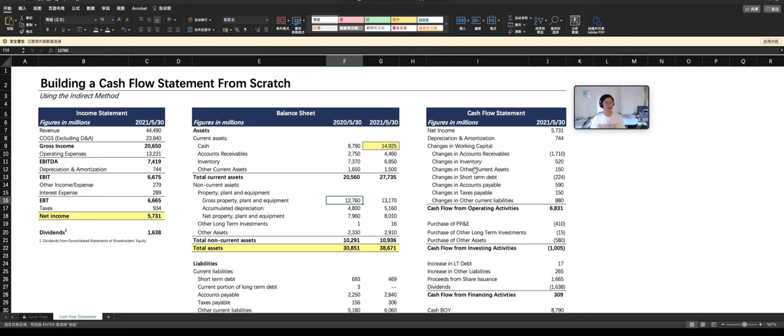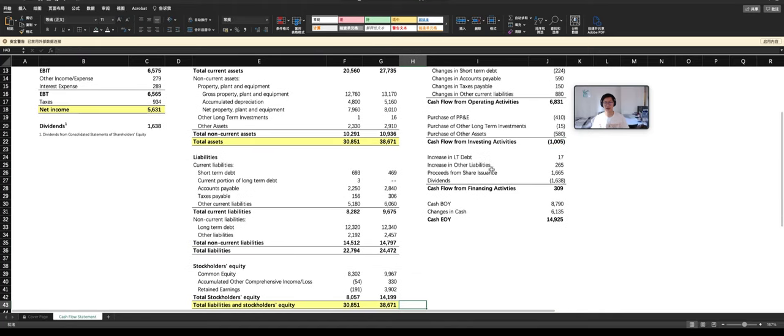Also, do you remember that here's a pretty typical question in investment banking interviews? If you change the depreciation and amortization, for example, we add 100 to 844. You can see that the only changes happening are the depreciation and amortization and net income, the non-cash expenses. It's only going to change these two items, and there's no big difference elsewhere.